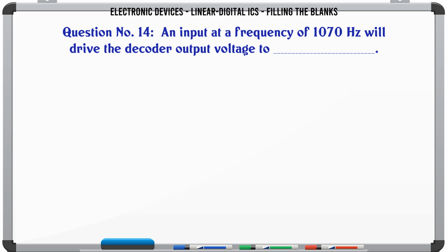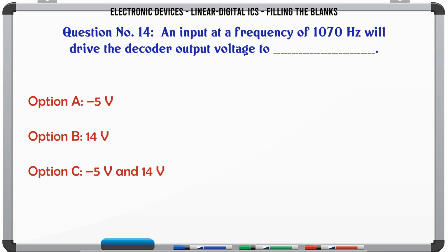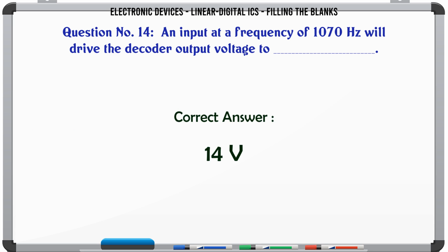An input at a frequency of 1070 Hz will drive the decoder output voltage to: A, 5V; B, 14V; C, 5V and 14V; D, none of the above. The correct answer is 14V.